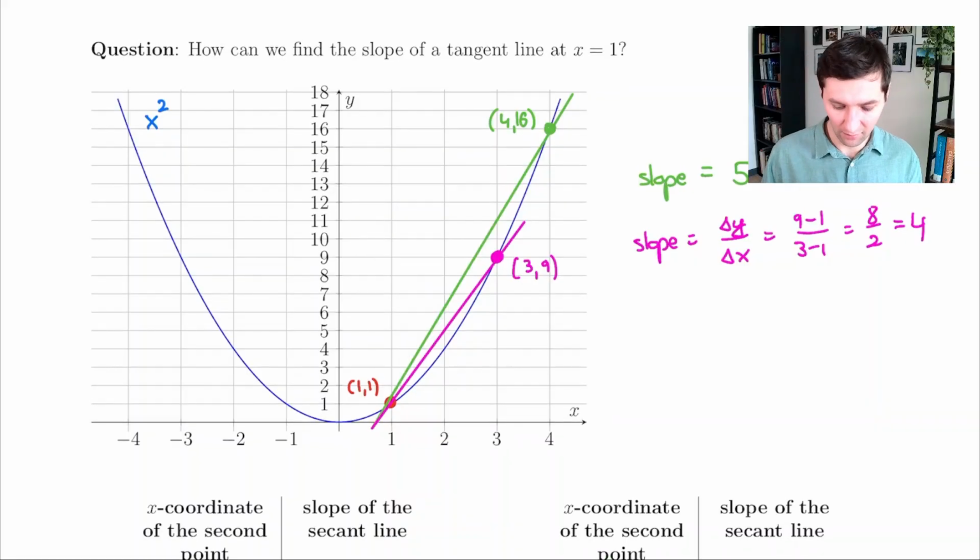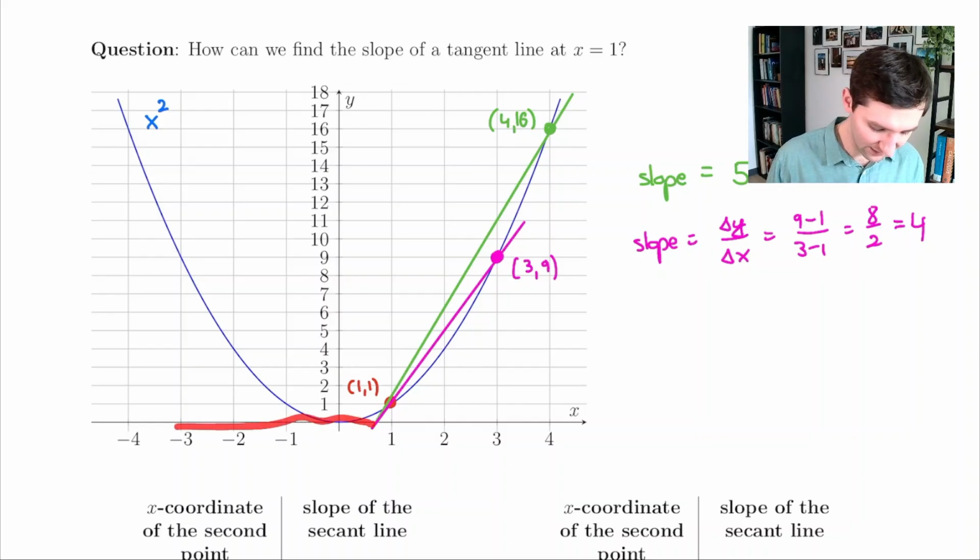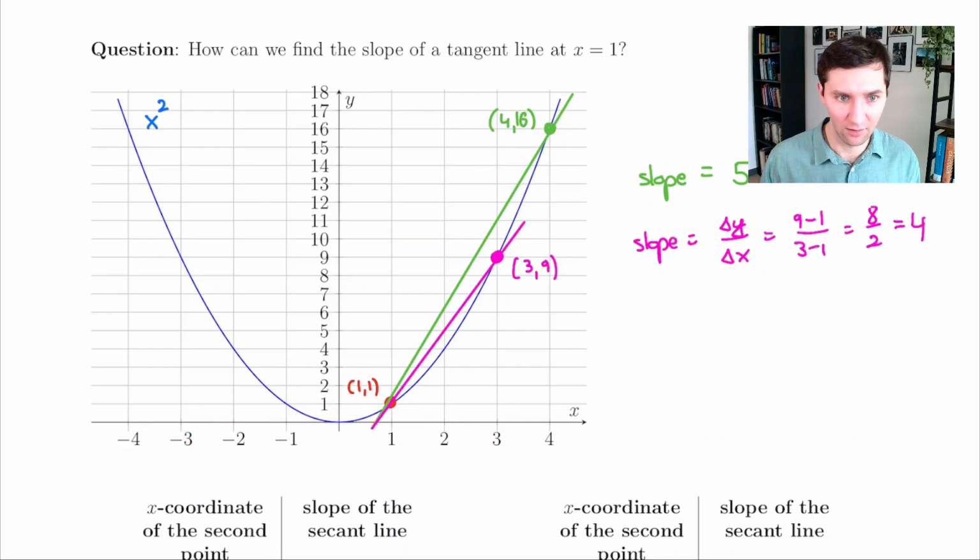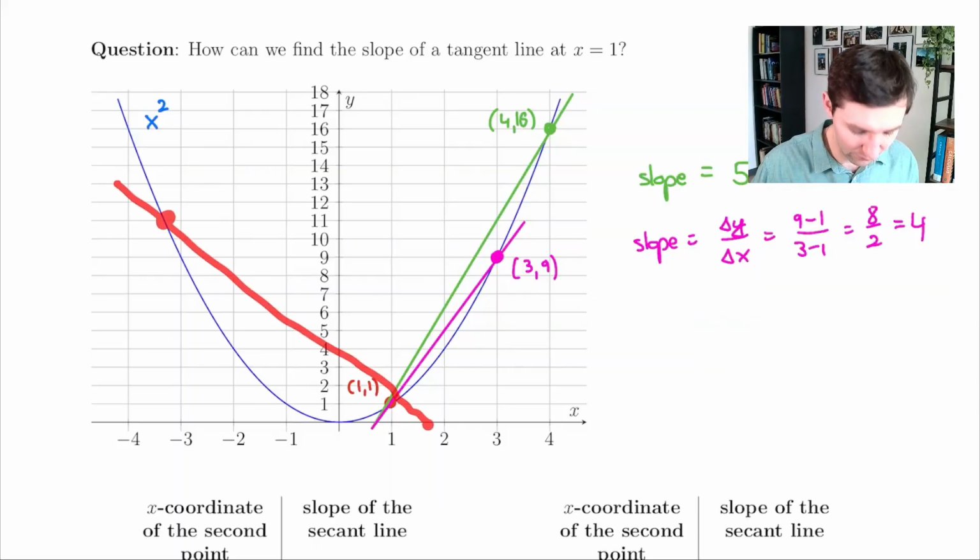For some reason, when I was choosing the second point, I always chose it on the right side of 1. What would have happened if I chose the second point on the left side of 1? For example, if my second point was here, this is how the secant line would look like.